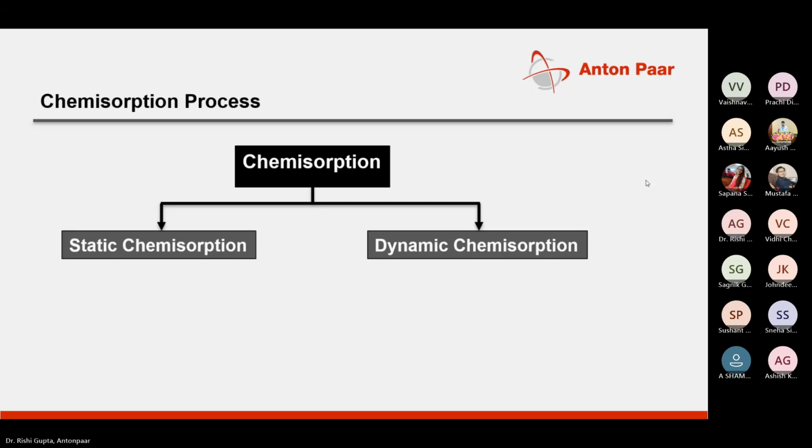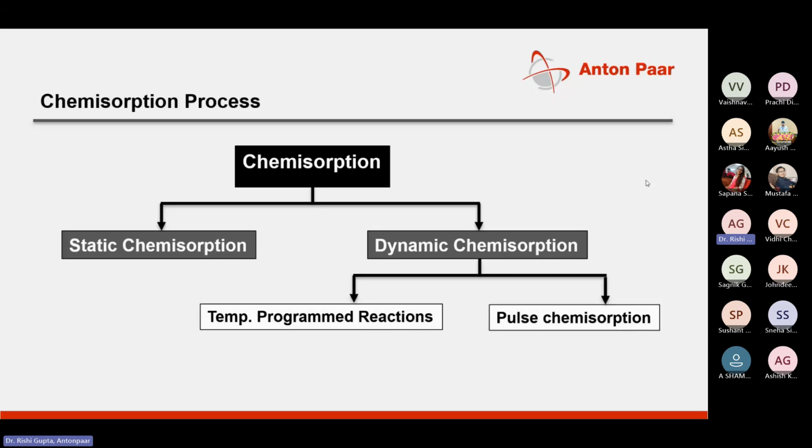Another way to see it is that in static, the temperature is kept constant, and in dynamic, the temperature is changing. Now dynamic has two different types of reactions: one is temperature programmed reaction and one is pulse chemisorption. So please be clear here that in dynamic, in both the cases of TPR, TPX and pulse chemisorption, we are using TCD as a detector and the gas is flowing from one end to another in a U-shaped cell.